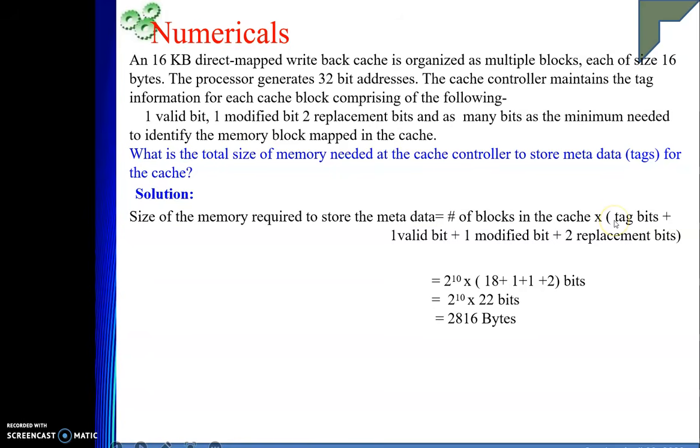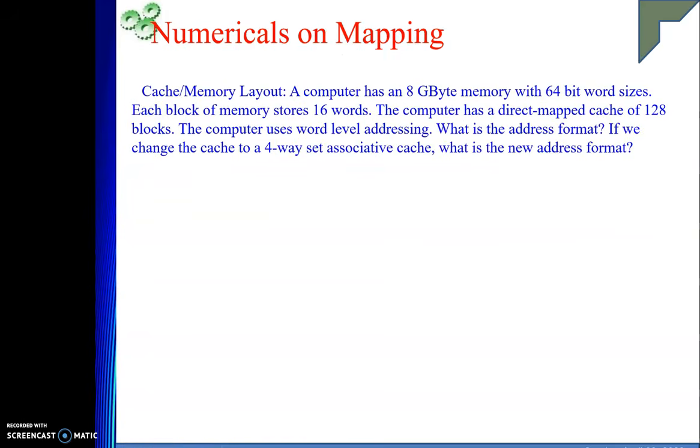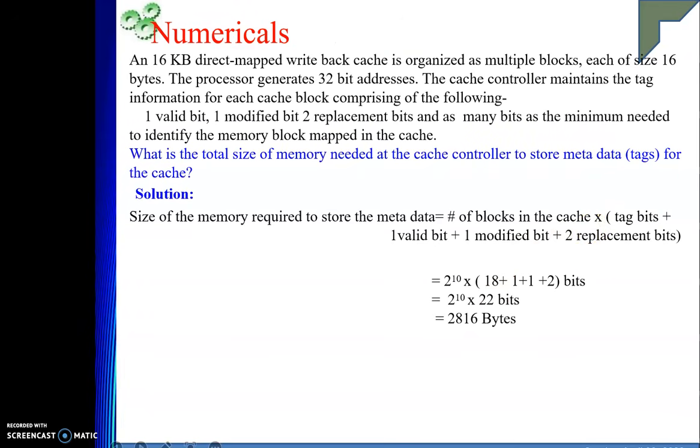Hope this part is clear. Then one more we will do. That numerical we'll be doing in our next video. This much is there about the numericals on direct map cache. Next we'll start with the next mapping technique, that is fully associative cache. That I will start in our next video.